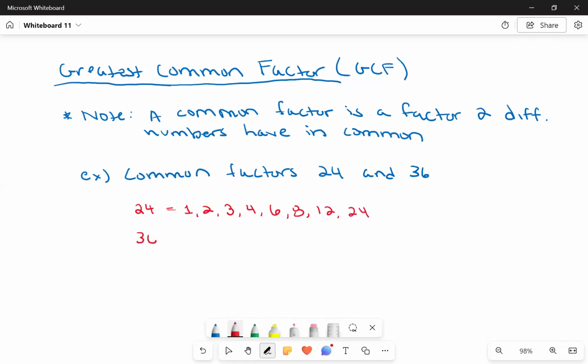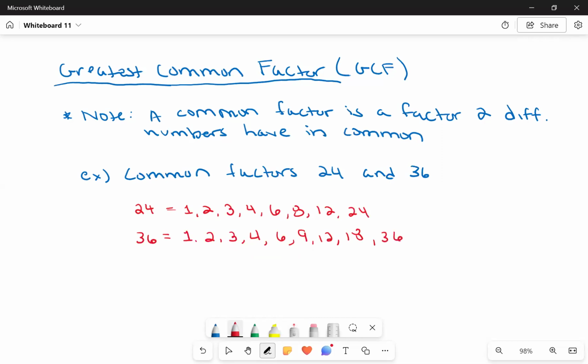Now let's look at the factors of 36. Starting with 1, 2, 3, 4, not 5, but 6. Okay, but 6 times 6 is 36, right? So at this point, I'm going to go with the 4. So this is kind of like its own pairing. I'm not going to list 6 twice. And then 4 times 9 is 36. So then 3 times 12 is 36. 2 times 18 is 36. And then 1 times 36.